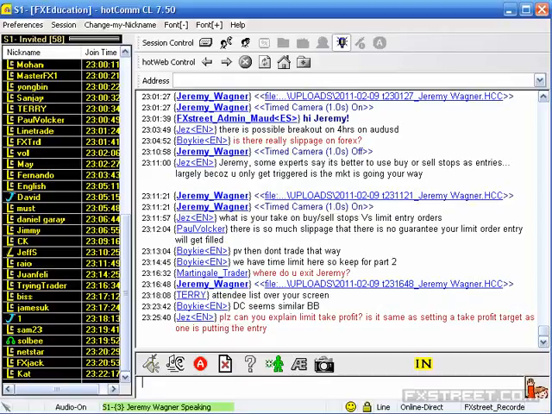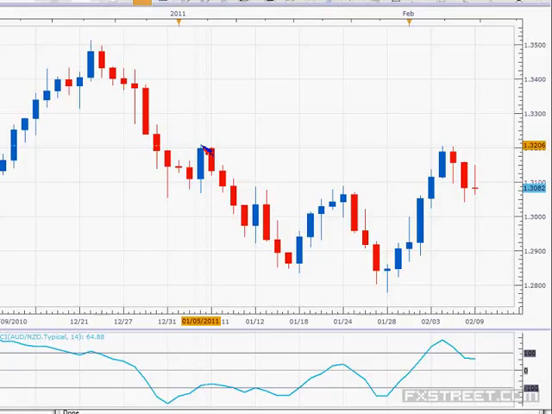As a matter of fact, let me share with you. I'm going to change a chart here. And this is a trading opportunity that I was looking for earlier this week. Okay, this is the Aussie Kiwi. It really has nothing to do with breakouts.